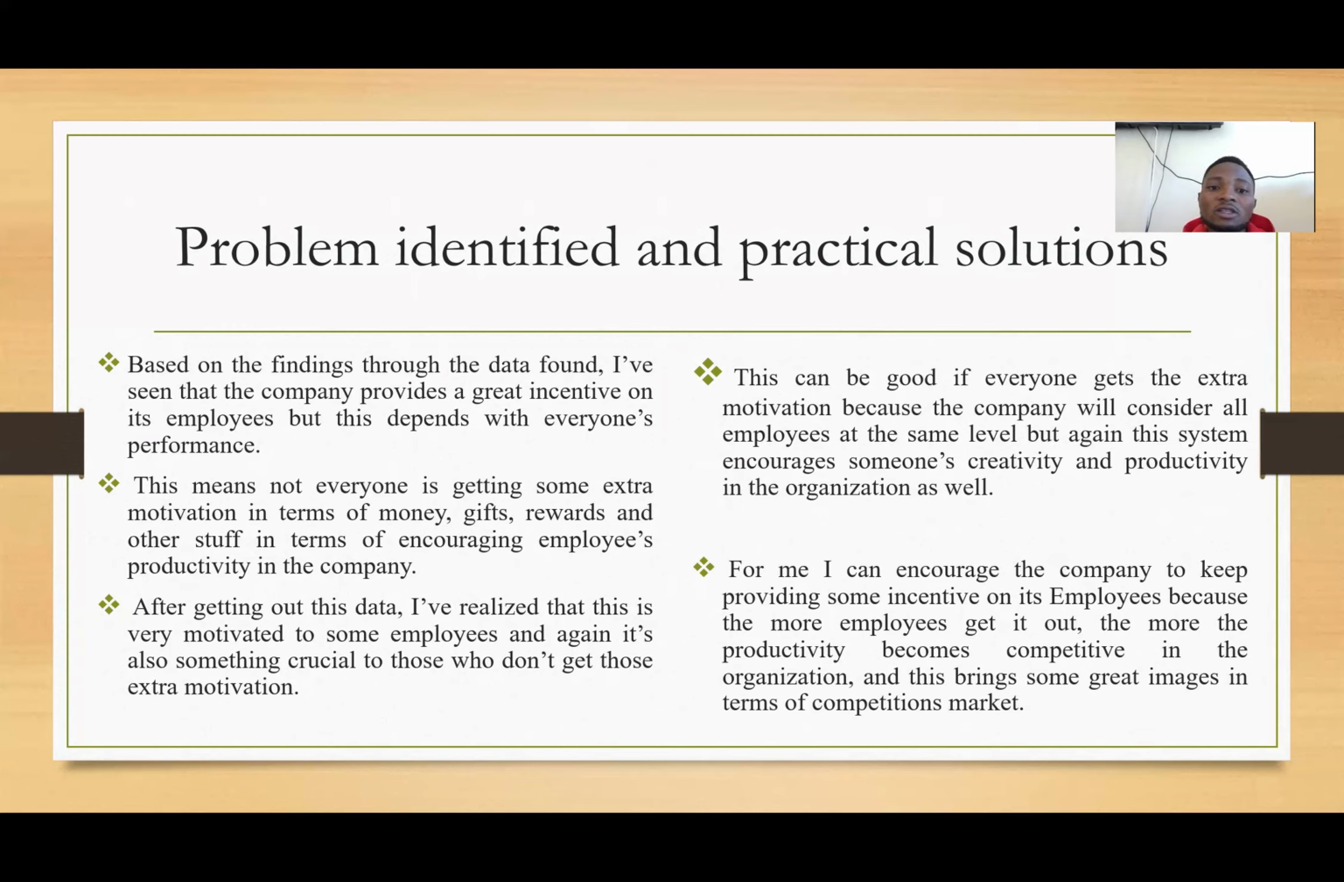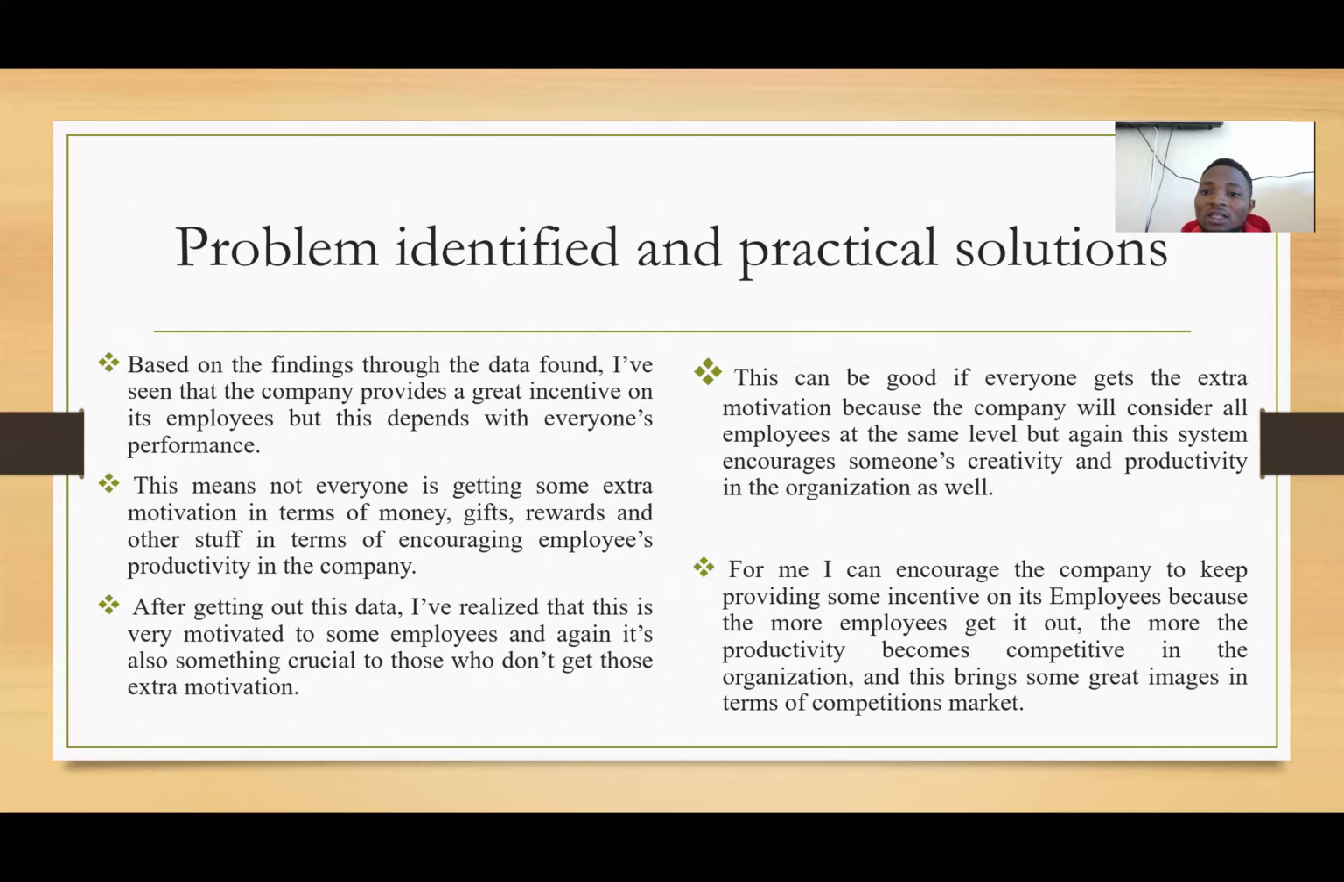This means not everyone is getting some extra motivation in terms of money, gifts, rewards, or other things in terms of encouraging employees' productivity in the companies. So after getting this data, I've realized that this is very motivating to some employees, and again, it is also something crucial to those who don't get those extra motivations. So this can be good if everyone gets the extra motivation, because the company will consider all employees at the same level. But again, this system encourages someone's creativity and productivity in the organization as well.